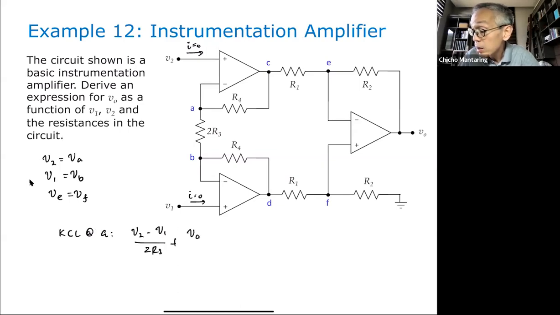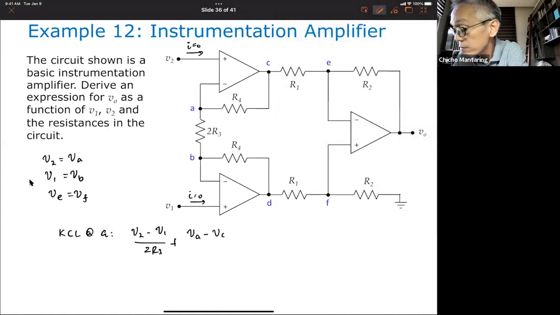VA minus VC, V2 minus VC. No? V2, because VA is equal to V2, minus VC over R4, that should be equal to 0. And then I can do KCL at B.